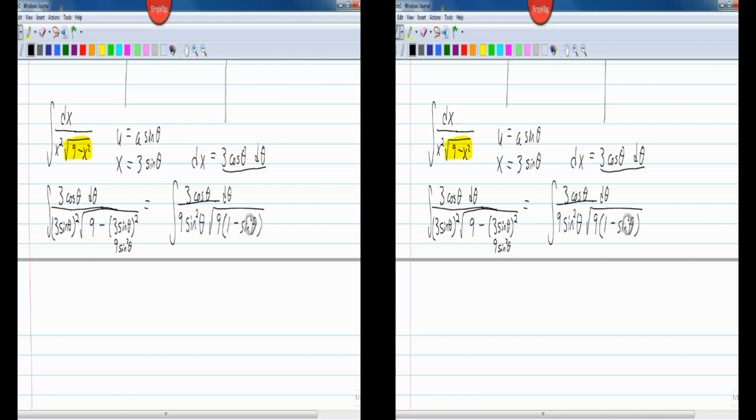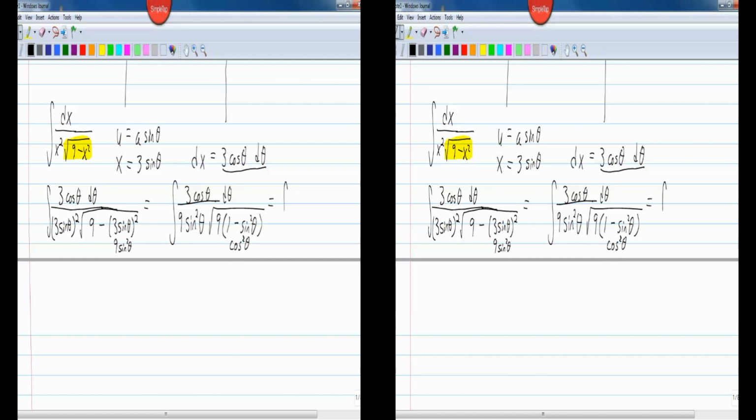Now, this right here should look familiar. 1 minus sine squared theta. That is part of the Pythagorean identity. 1 minus sine squared theta is the same thing as cosine squared theta. So now, what do I have under the radical? I have the square root of 9 cosine squared. The square root of 9 cosine squared is 3 cosine. Something like that's going to happen with all of the trig substitutions. You're going to be able to simplify this radical in such a way that it becomes one term.